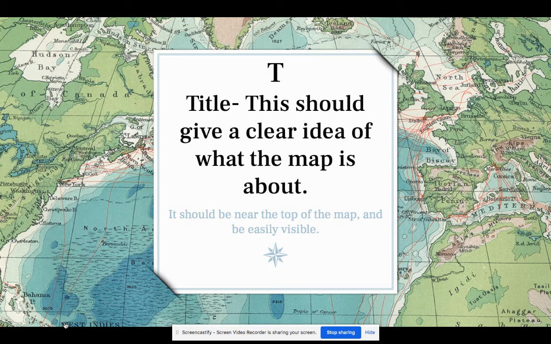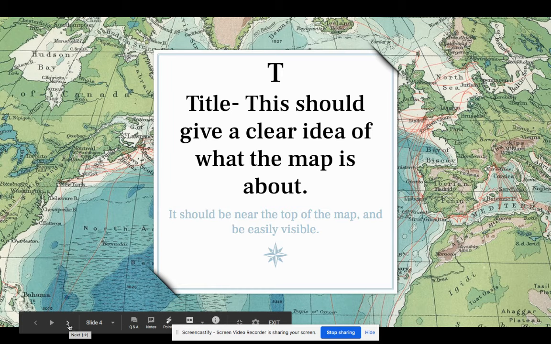But that title must be clear, and it's usually at the top of the map, easily visible, so there's no question what the map is about. That way, the person who's using the map can see, okay, this map is going to serve a purpose. This map is going to give me the information that I need.